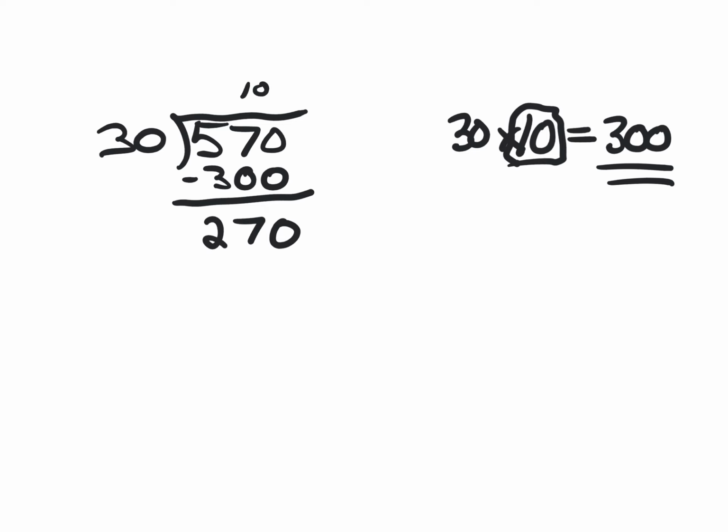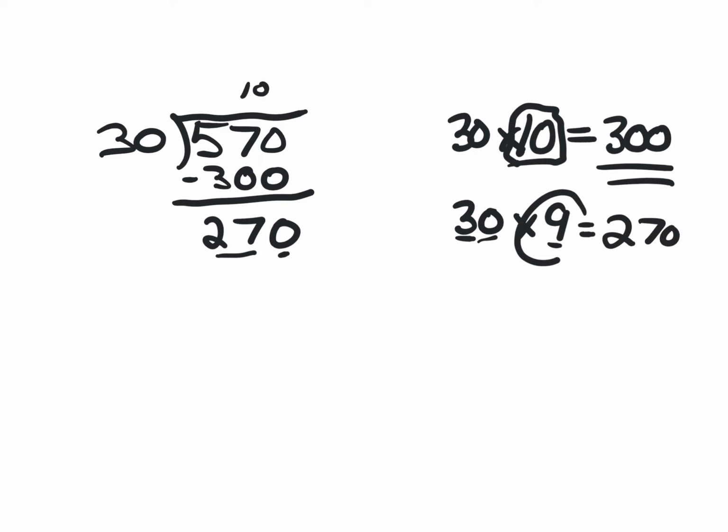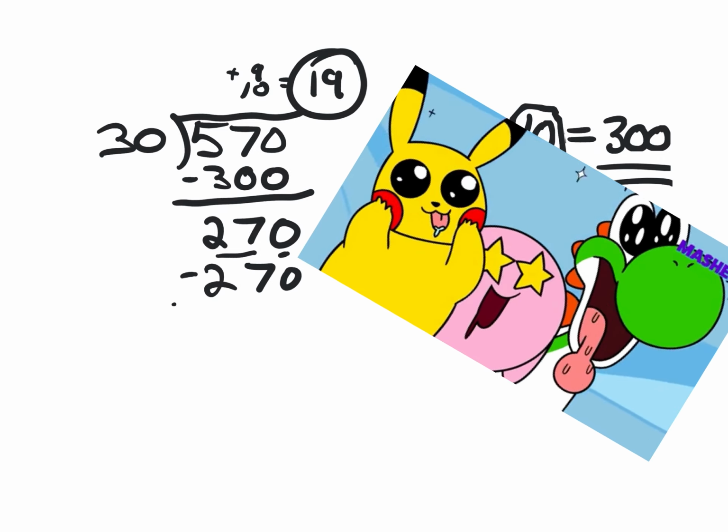Now, 30 times 10 is 300. I know that's more than 270, but what that does tell me is 30 times 9, because I know 9 times 3 equals 27. Then we have this extra 0, so I know that's going to be 270. So this is my other partial quotient, plus 9, and that is going to get me 19, because I'm at 0. Now, what happens if we try one where there's a remainder?